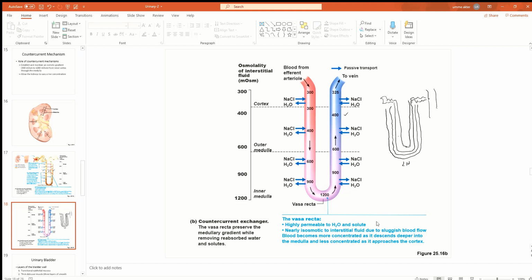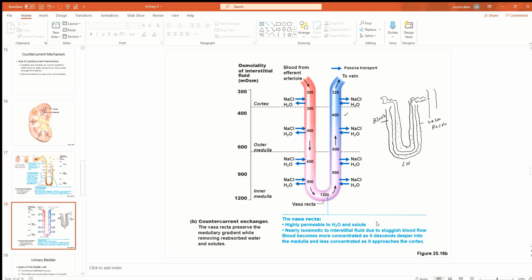So here you have the fluid that will become urine inside the nephron, and this is the capillary vasa recta. Okay, it is a capillary, so you have blood inside. Makes sense? So blood is flowing inside the vasa recta, and fluid is flowing inside the loop of Henle.